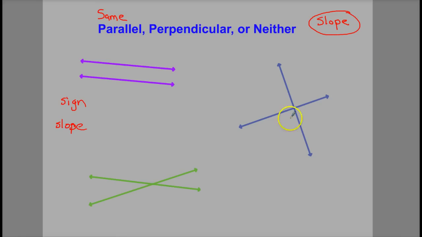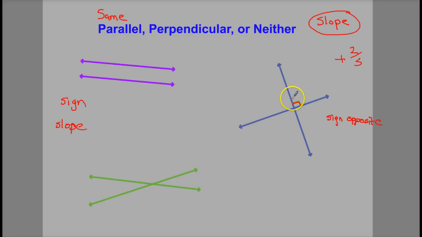Now, for perpendicular, you end up with a setup like this. Perpendicular lines intersect, which means they cross each other, at a 90-degree angle. That's the key issue of having perpendicular lines. It has to have a 90-degree angle. Now, in order for that to happen, not only do the signs have to be different, so we'll say that signs are opposite. So say, for instance, that this one is positive, plus 2 over 5. It doesn't really matter, I'm just making up those numbers.